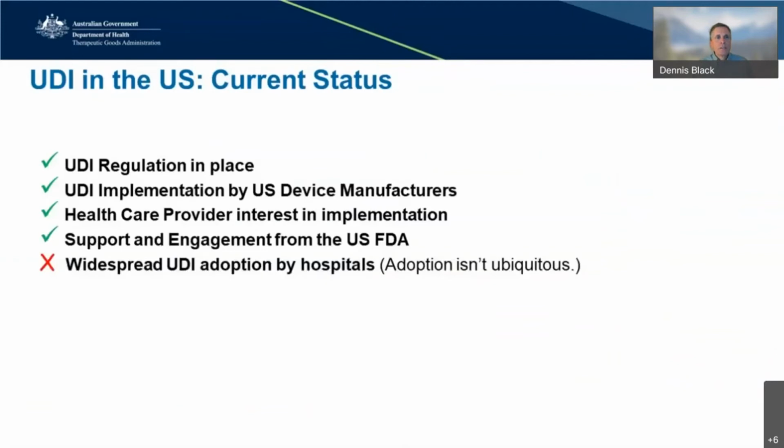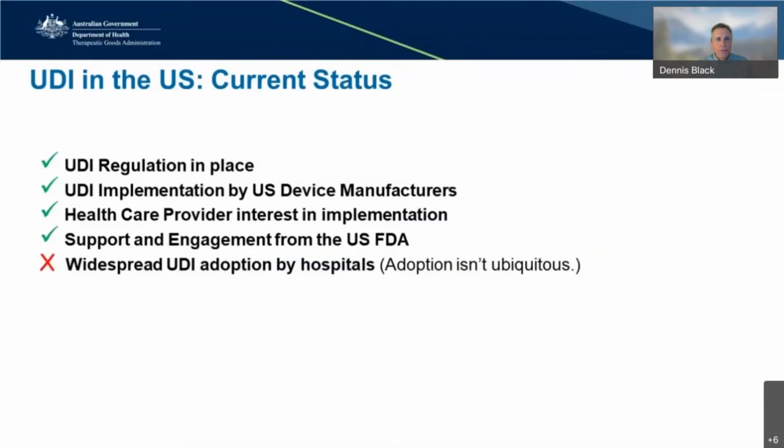So as far as the current status in the US, we have our regulation in place going back to 2013. There are still a handful of extensions that the US FDA has provided, so I can't say that we're 100% complete. They have some exemptions that still will go a bit longer, but probably, I don't know, 97% of devices have UDI on them today. So it's been implemented by US device manufacturers.